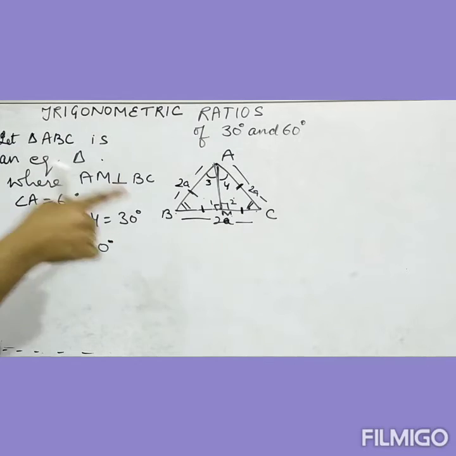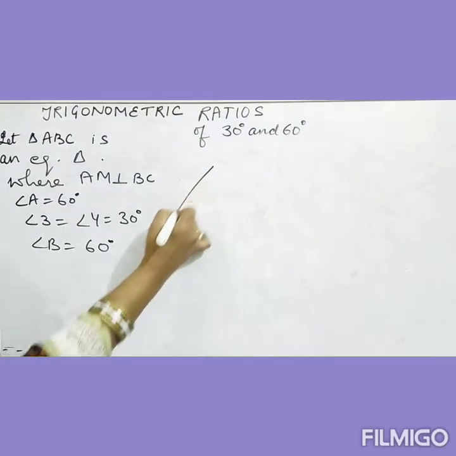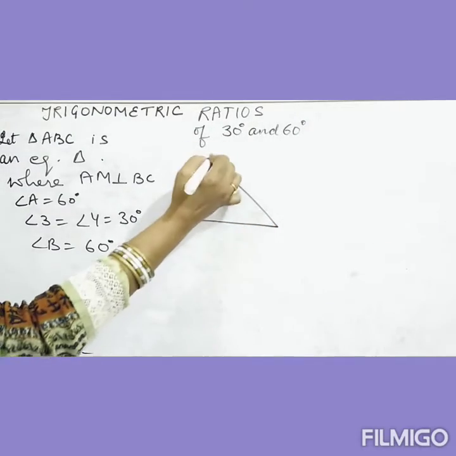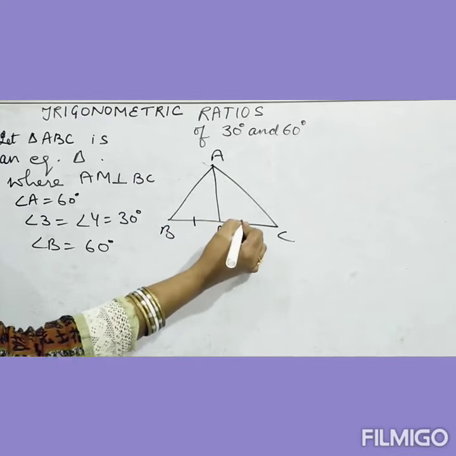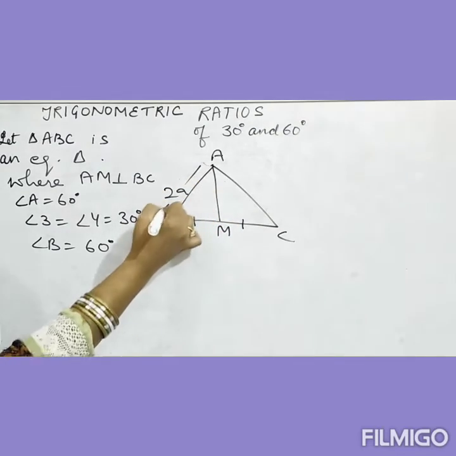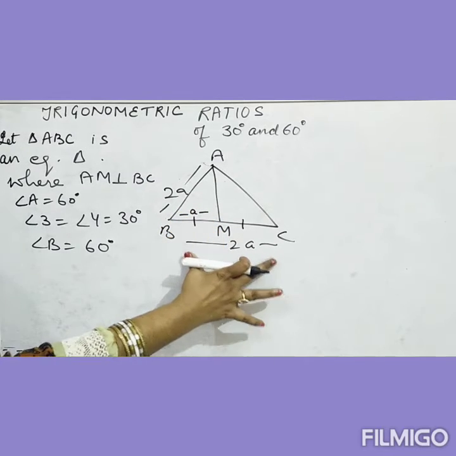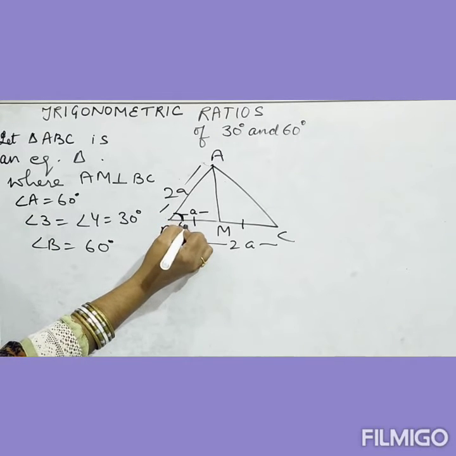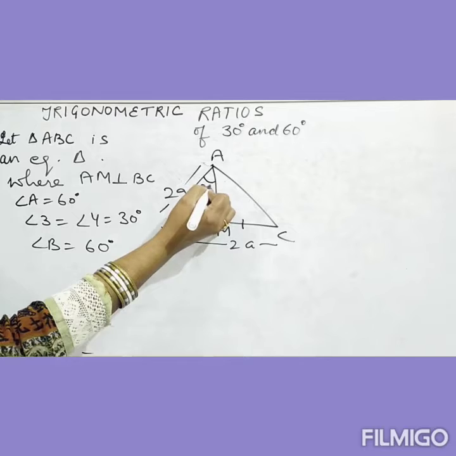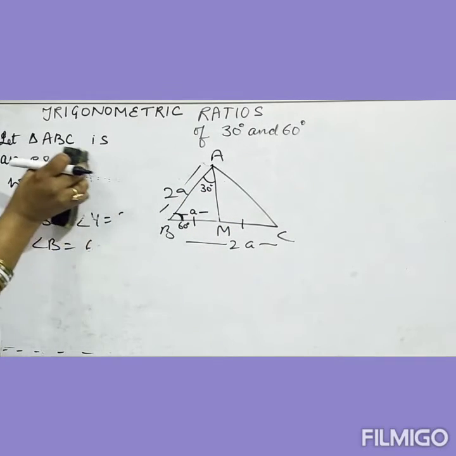Why is it 60 degree? Because it is an angle of an equilateral triangle. Okay, so now I'm just making it again so that it will be clearly visible to you. This is A, B, C, this is M. These two sides are equal. If it is 2A, this is 2A. What about this one? This should be A. As this is 2A, this is the midpoint, so it should be A. And this angle we know is of 60 degree, and this angle is of 30 degree. Now we'll calculate the values of all the ratios.